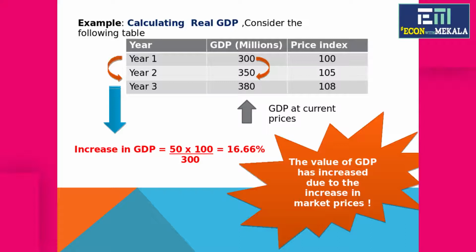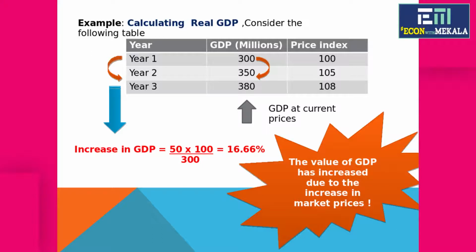Let's calculate real GDP using nominal GDP. Have a look at the table I'm sharing with you. In this table, you can see, for instance, that a country's GDP measured at market prices in year 1 was 300 million. In the following year, year 2, it is 350 million, and by year 3, it has gone up to 380 million. If you calculate from year 1 to year 2, the GDP has increased by 50 million. As a percentage, that is 16.6% between year 1 and year 2.